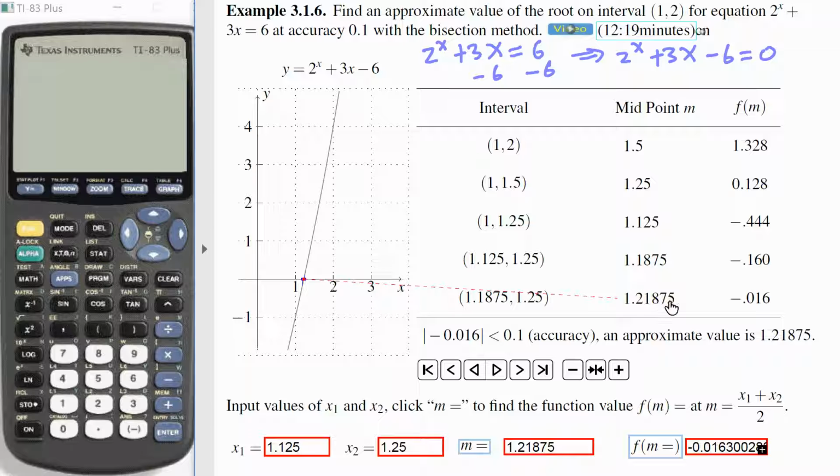Okay, so then this value x can be treated as a 0 point. Okay, so our solution will be 1.21875. That will be our approximate value. Okay, so you can see down here is quite close now. It's quite close. All right, please review this lecture. I'll see you next time.